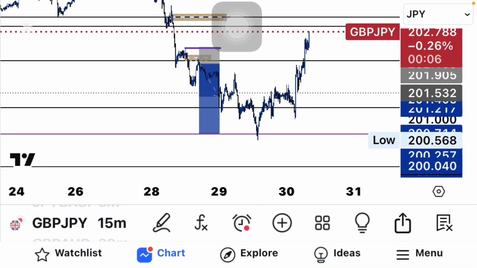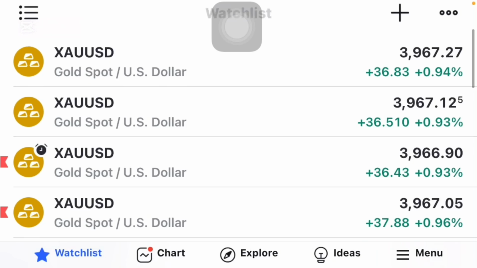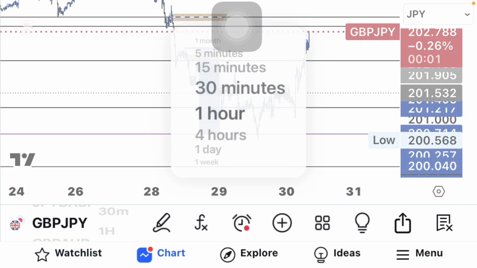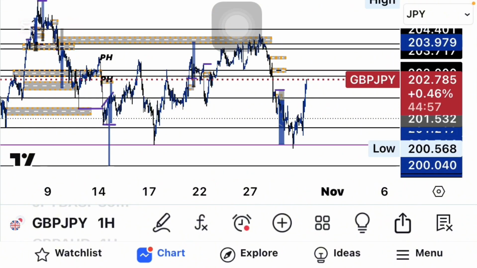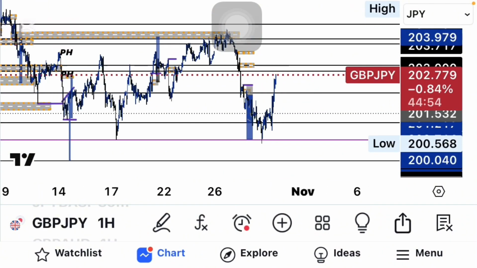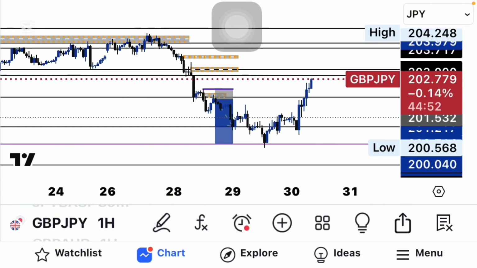Today is Gbpjpy. Let's analyze Gbpjpy. Let's go on Gbpjpy and see what we have there. As we can all see, these have been my targets on the Gbpjpy.